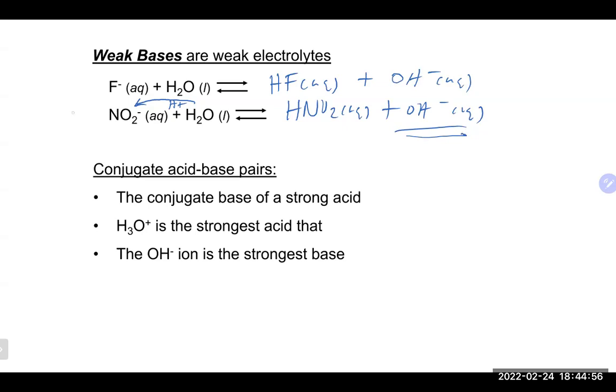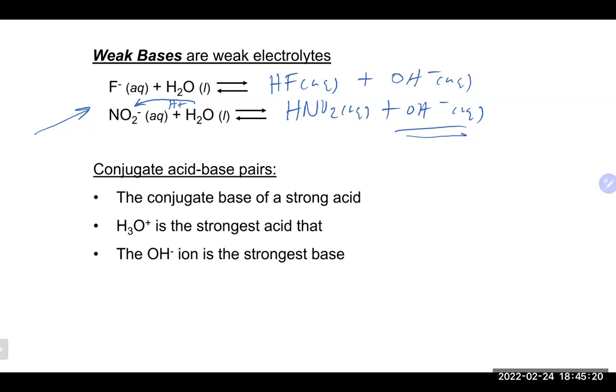But in solution, they're mainly going to hang out over here on the left-hand side. So they're not going to produce as much free OH minus, and thus not going to be as strong a base as sodium hydroxide, which essentially just needs to go for a swim and is going to break apart 100% and produce a lot of hydroxide.